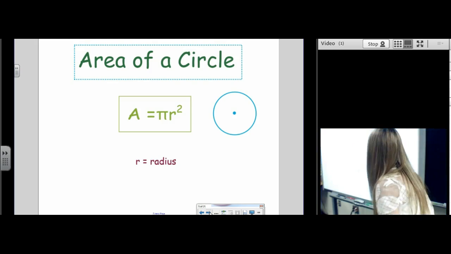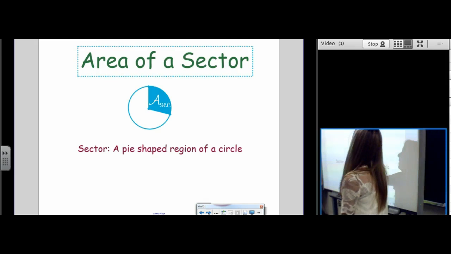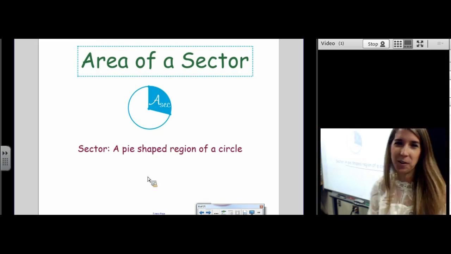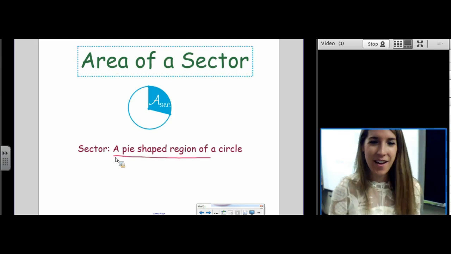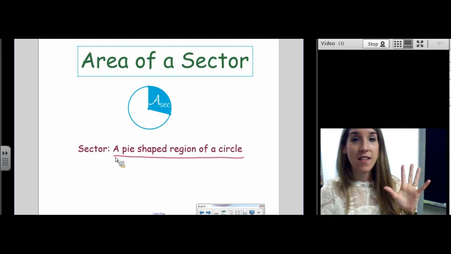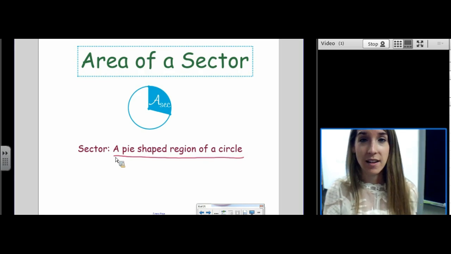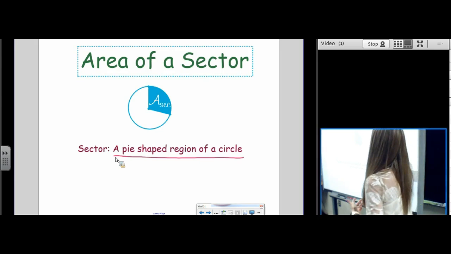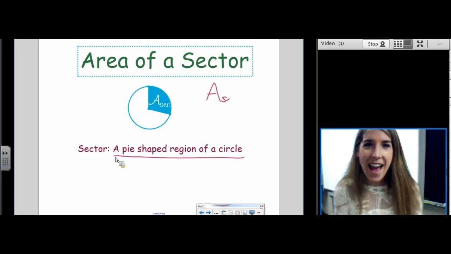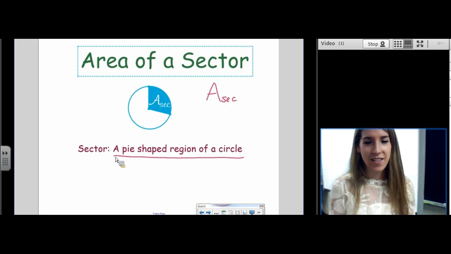just pi r squared. So a sector is literally the pie-shaped region of the circle. That's not like the technical definition, but that's what it is. And the variable we use is different. We haven't used subscripts a whole lot in this class, but the variable for area of the sector is ASEC. Kind of like SecNav, the Secretary of the Navy. This one's ASEC, the area of a sector.